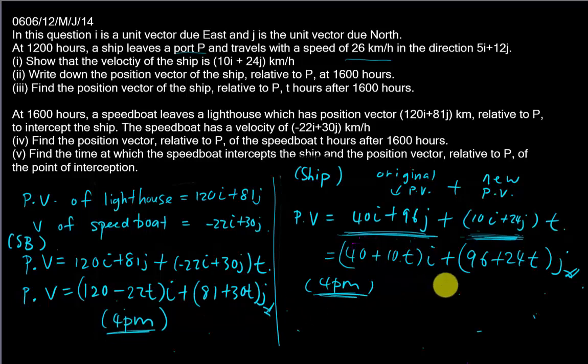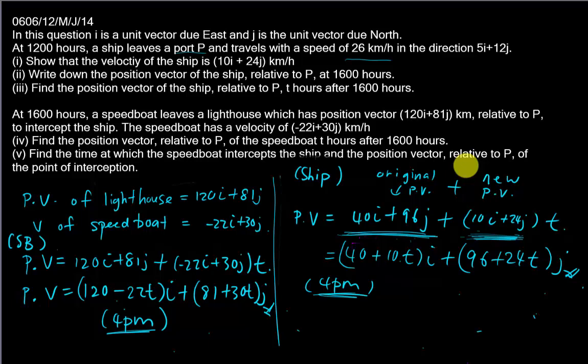Then we go to the last part. The question asks you to find the time at which the speedboat will intercept the ship, and the position vector of the point of intercept. So basically you have to find the time both will intercept, and where, meaning at what position, they are going to intercept.